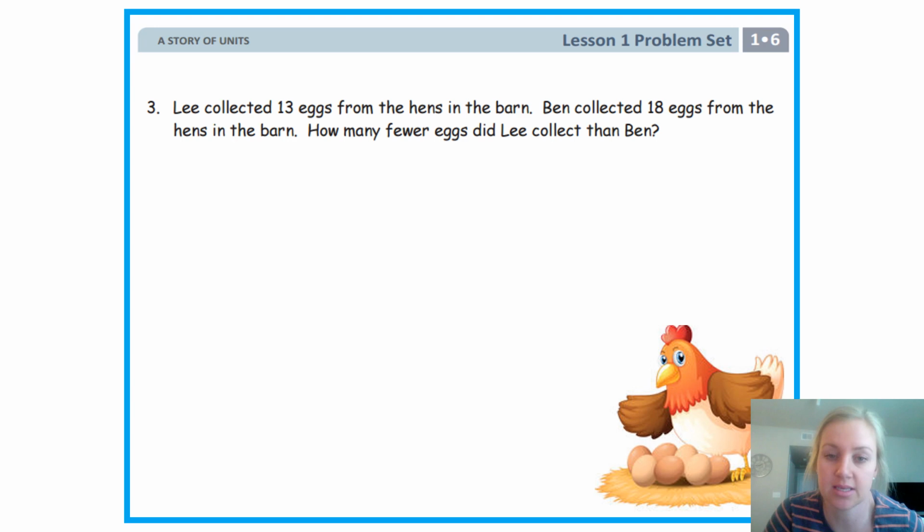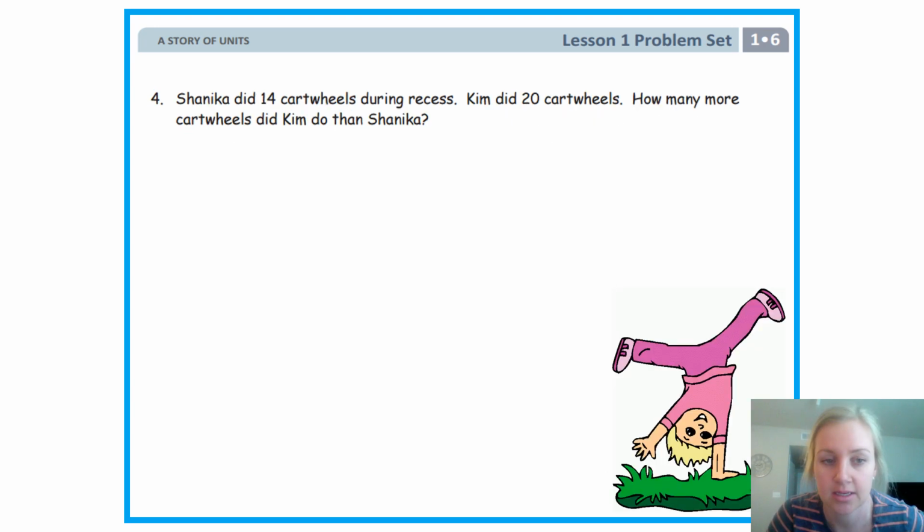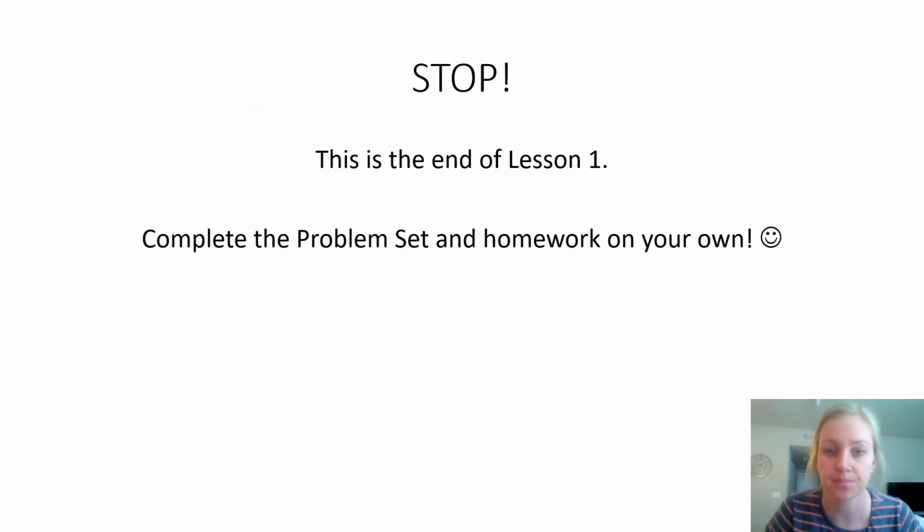Number 3, you're doing the same thing. The numbers get bigger as we go if you haven't noticed. Number 4, doing the same thing. All of the problems in the problem set that you have to complete on your own are minus problems. So that means you are setting it up with the big number first. The big number minus the small number they give you equals the mystery box. So use that as fuel to draw your tape diagrams and write your number sentences to solve these problems.